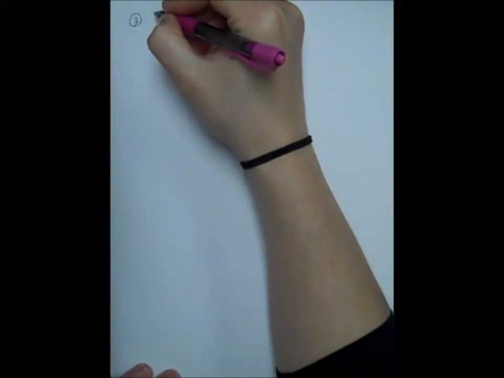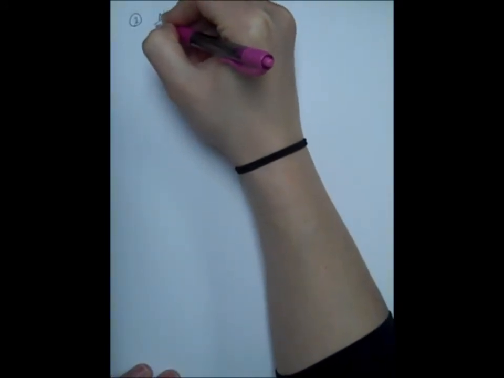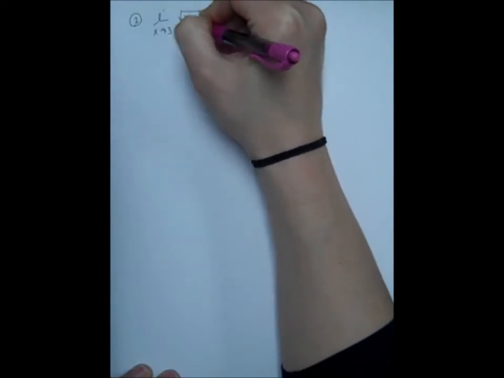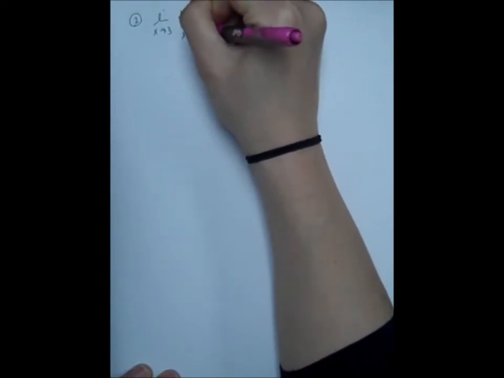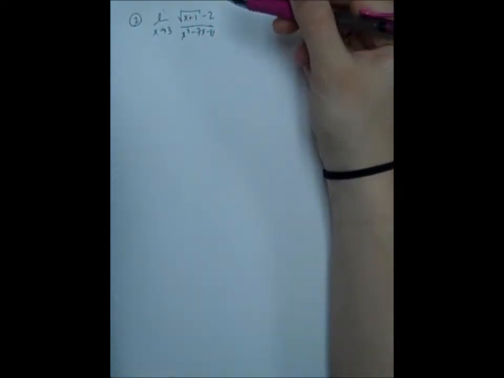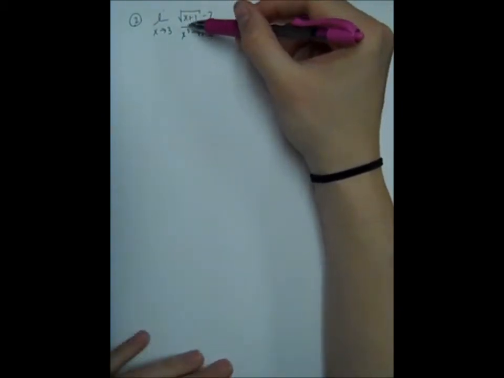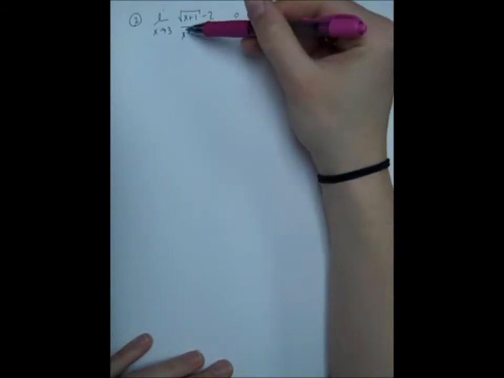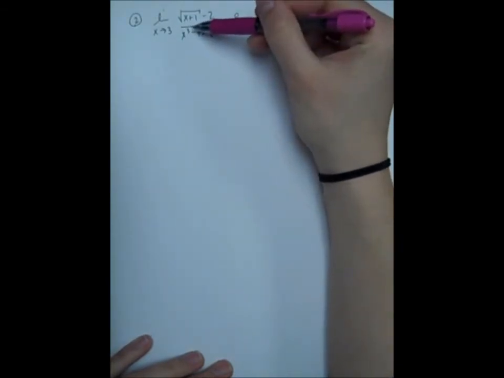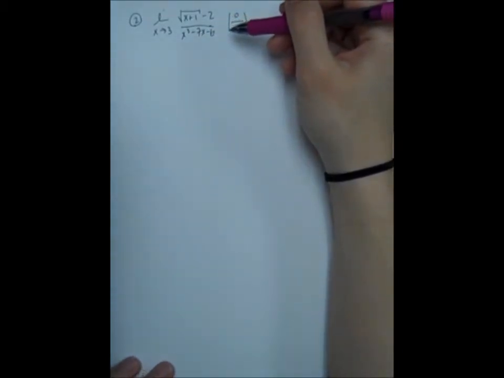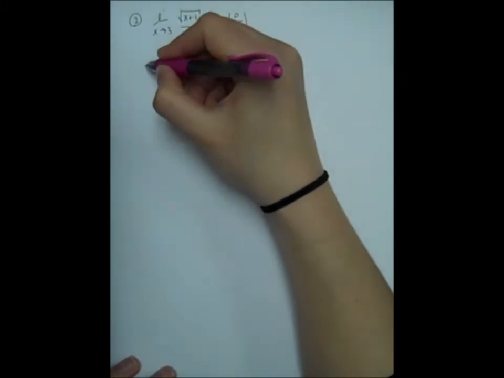How about the limit as x approaches 3 of the square root of x plus 1 minus 2 over x cubed minus 7x minus 6? Well, let's see what the form is here. If I plug in 3 to the top, I'll get square root of 4 minus 2, well that's 0. If I plug in 3 on the bottom, I'm going to get 27 minus 21 minus 6, also 0. So this is an indeterminate form, so I can just take the derivative.